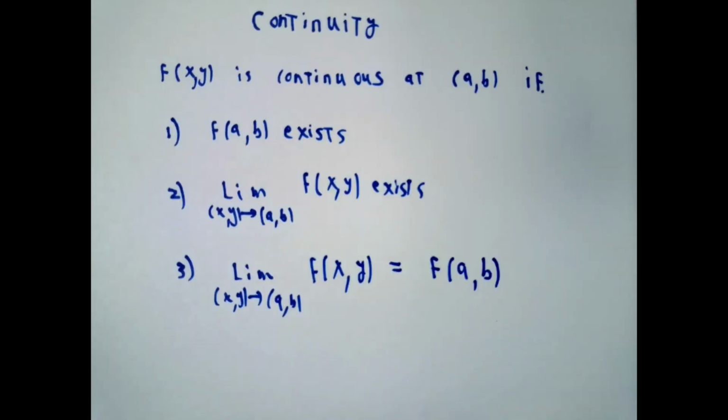In analogy with what we did in the first semester, I'm going to say that a function f of x and y is continuous at (a, b) if three things are true. Firstly, the function value at (a, b) has to make sense. Secondly, the limit as (x, y) approaches (a, b) of the function values must exist, and the limit has to equal the function value. Before we go on, I want to make a comment about that middle condition.